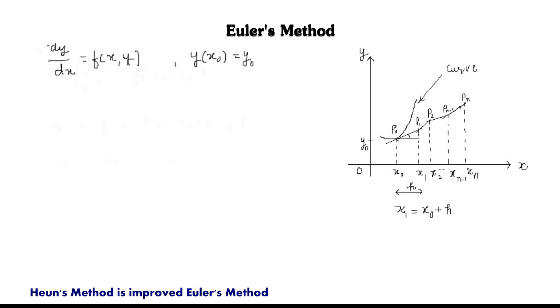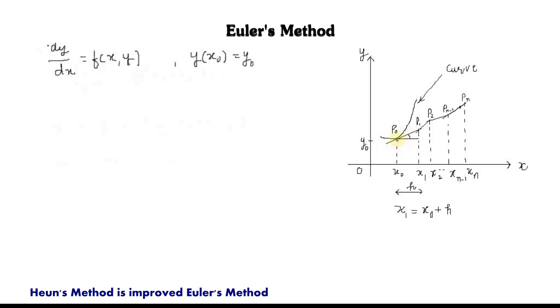Hello friends, today our topic of discussion is Euler method. In this method, we have to solve a problem of differential equation. The differential equation is taken as dy/dx = f(x, y) with initial condition y(x0) = y0. This curve shows that at this point x0, the y0 coordinate is given and we have taken a tangent.